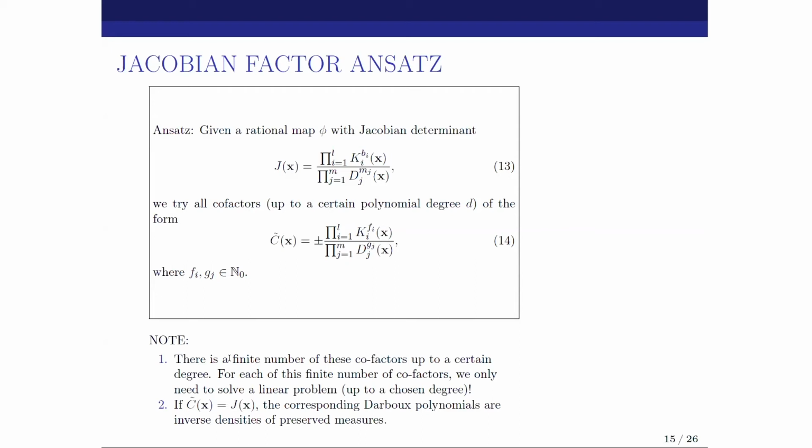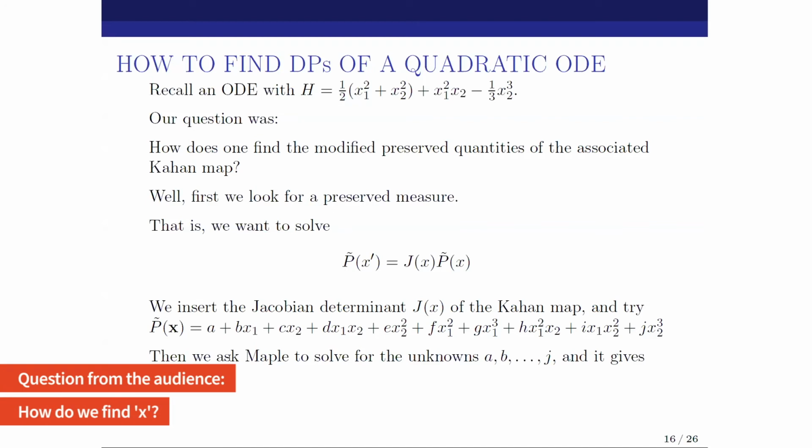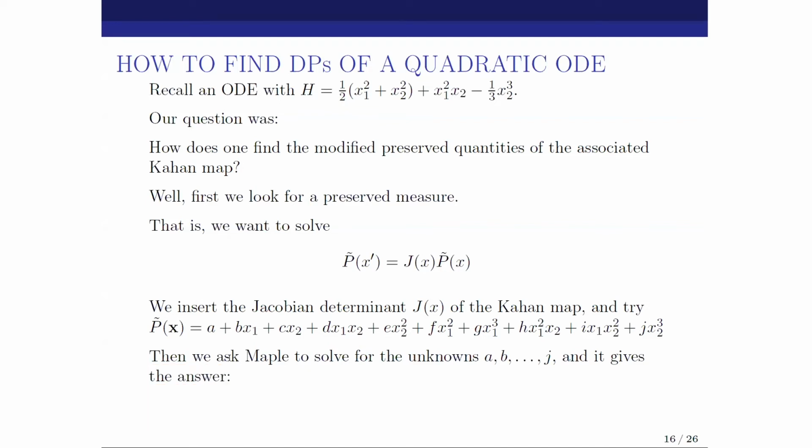Okay, so now we're going back to our two-dimensional example. Cubic Hamiltonian. The question is, how do we find the integrals? Well, to recall, first, we just take the Jacobian itself as a cofactor. We do that because then you can at least find the preserved measure. So we know what the Jacobian is.